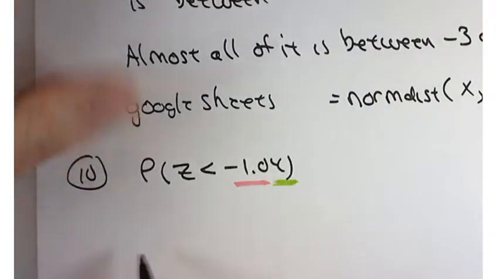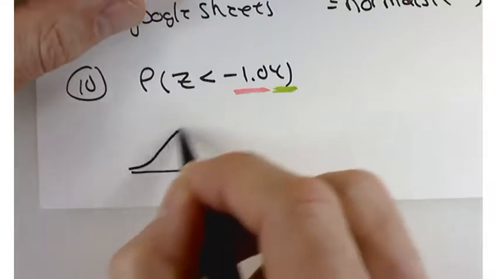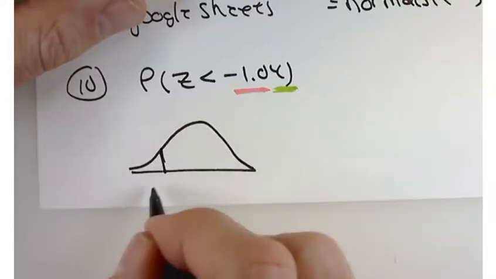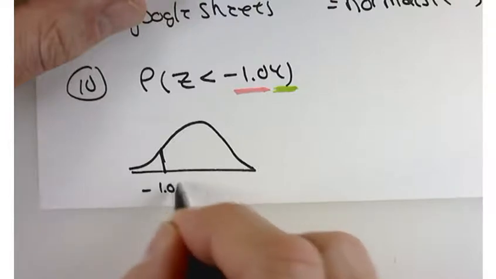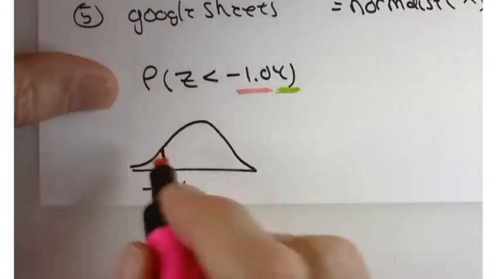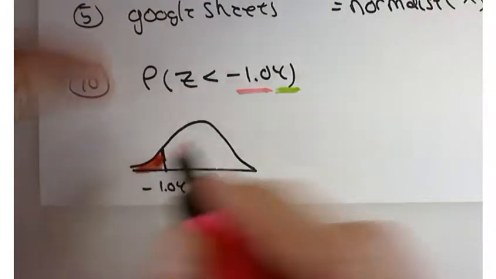So let me draw that. Yeah, 0.1492. So negative 1.04. Not much area there. Just under 15% of the area is to the left.